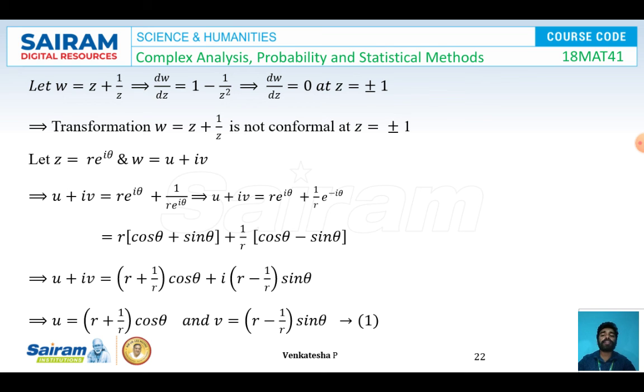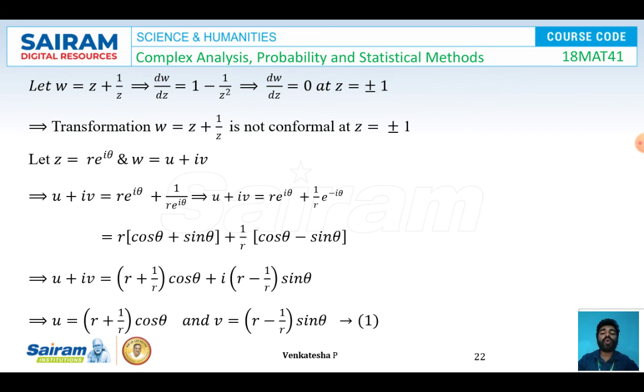Now I am going to replace both the values here. So I will be getting r into cos theta plus i sin theta plus 1 by r into cos theta minus i sin theta. By multiplying r and 1 by r in the equation, I got u plus iv is equal to r plus 1 by r cos theta plus i into r minus 1 by r sin theta. Now by comparing the coefficients, I got the values of u and v. u is equal to r plus 1 by r cos theta and v is equal to r minus 1 by r sin theta, and call this equation number 1.